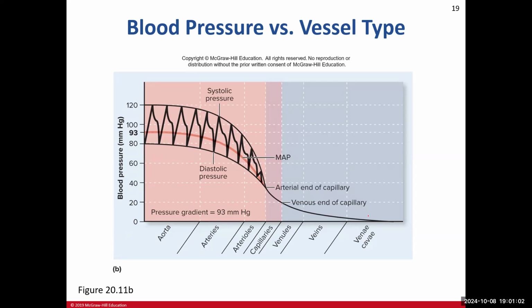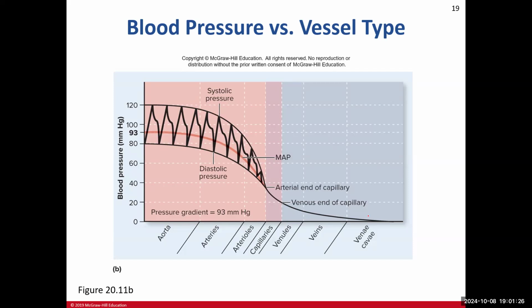So these are the different blood vessels. We start near the heart, then we go away from the heart, then we come back to the heart. Then this is on the y-axis, that's our blood pressure there. So you'll see, initially, when we're close to the heart, in the arterial system, dealing with the aorta, the arteries, and even the arterioles, you'll notice that the blood pressure changes.